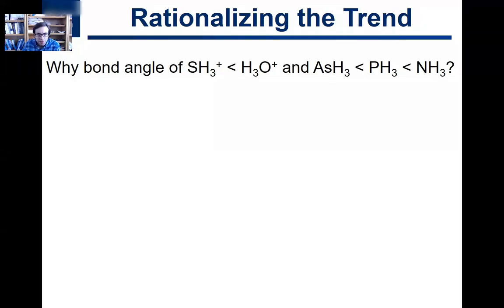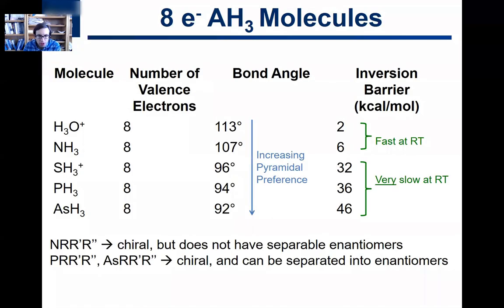All right, so in the last video, we saw that there are some trends in the bond angle, right? Particularly as we went down the periodic table, we got a greater preference for being pyramidal. That led to a smaller bond angle. This also led to a larger inversion barrier, which gave some interesting ramifications for chirality, right?